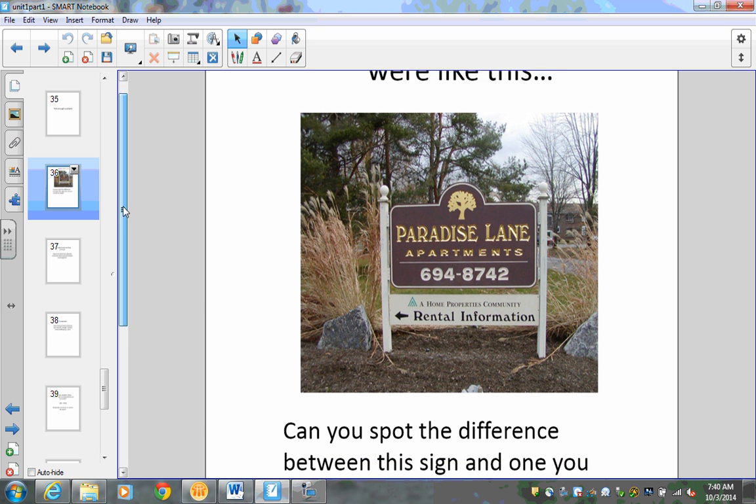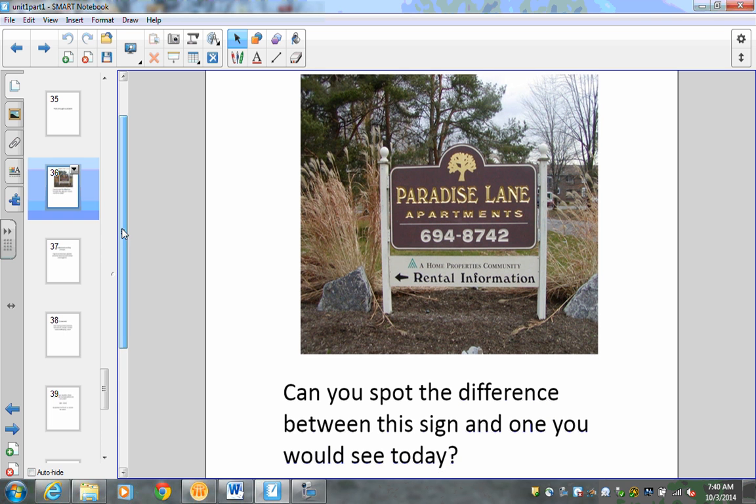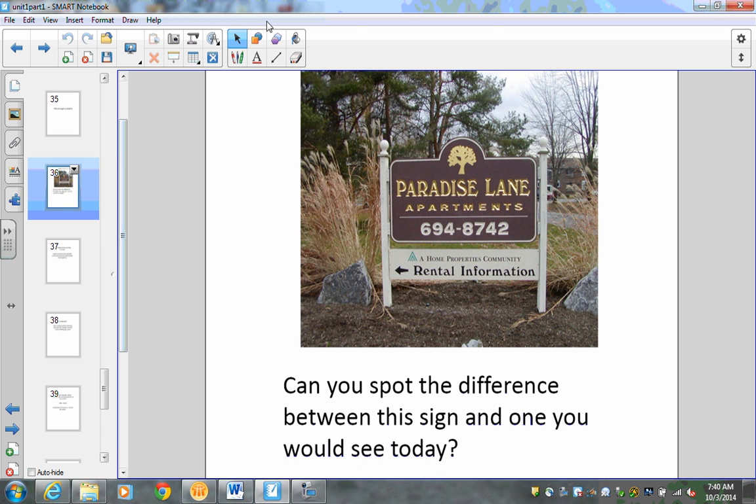Looking at this picture, can you spot the difference between this sign and the one that you would see today? Well, due to the interest of time, I'll go ahead and tell you. The area code is not present here. Now, about 20 years ago in the Lawrenceville area, codes were not needed. All you did was just type in the 7-digit phone number, and then all of a sudden you get connected. I mean, no problem whatsoever.